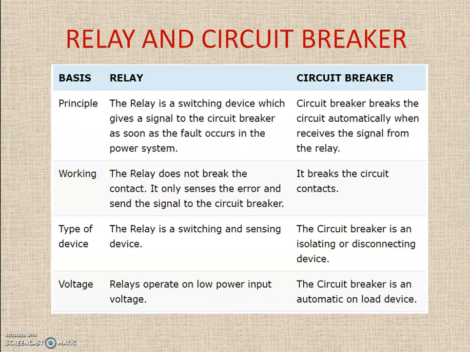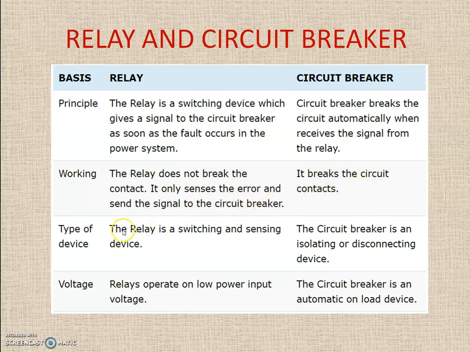And these are the basic differences between a relay and circuit breaker. On the working principle: the relay is a switching device which gives a signal to the circuit breaker as soon as the fault occurs in the power system, and the circuit breaker breaks the circuit automatically when it receives the signal from the relay. And the working is: the relay does not break the contact, it only senses the error and sends the signal to the circuit breaker. So the relay only senses this error and sends a signal to the circuit breaker, and the circuit breaker breaks the circuit contacts.